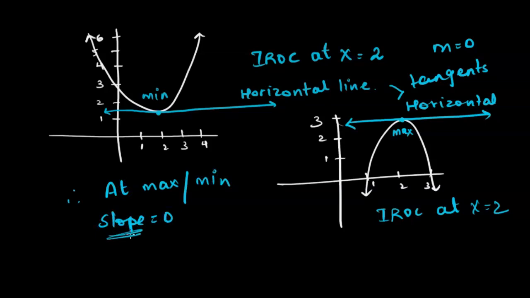But which slope are we talking about here? Specifically, we have to mention that IROC is 0 because the slope of the tangent is 0 and the slope of the tangent is IROC.